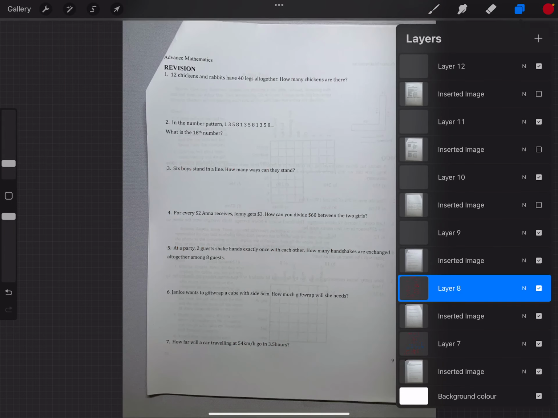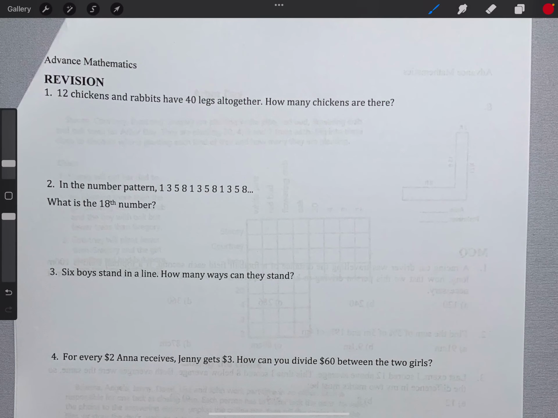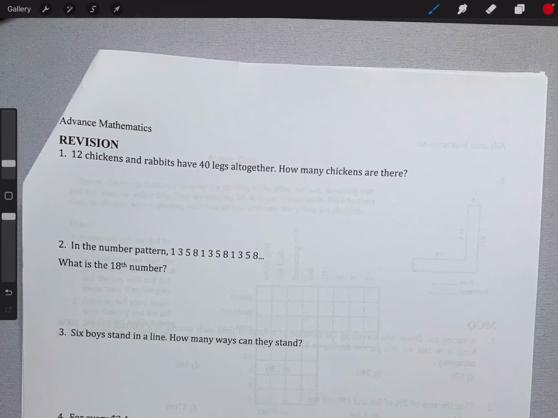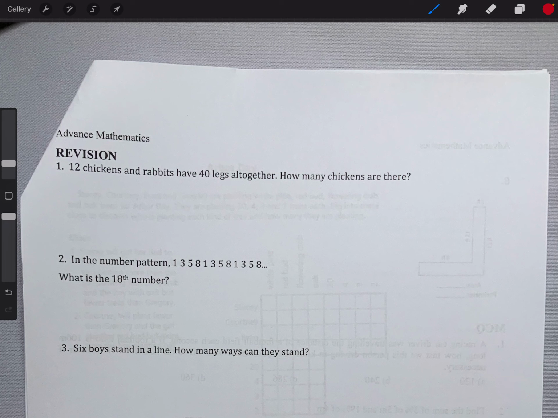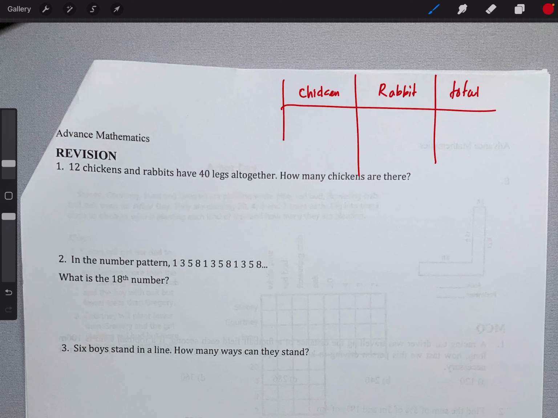Next page. 12 chickens and rabbits have 40 legs altogether. How many chickens are there? So we've got chicken, and we've got rabbits, and we have a total. This will be the animal count, and this will be the leg count.